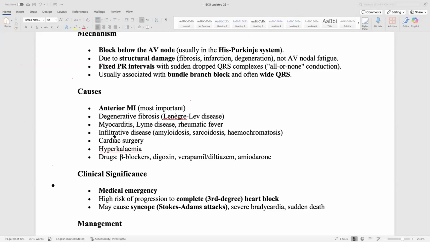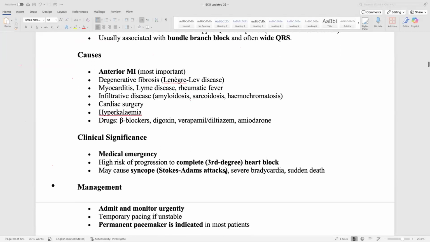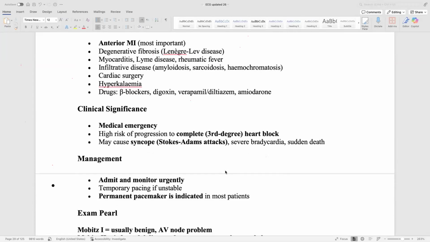It could be Lyme, myocarditis, any itis in the septum, any infiltrative disease which usually affects the septum, amyloidosis, sarcoidosis, hemochromatosis, cardiac surgery affecting the septum, the septal area and the anterior wall. And of course, the medications that affect the AV node can affect the infranodal area, like digoxin, beta blockers, non-dihydropyridine calcium channel blockers, and amiodarone.